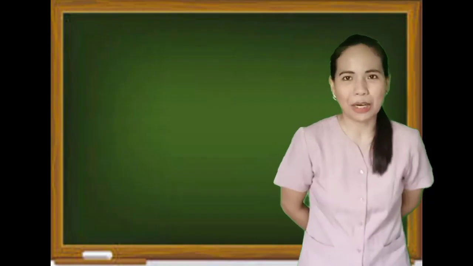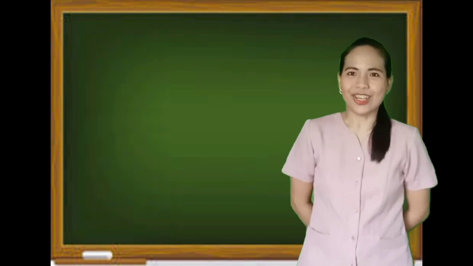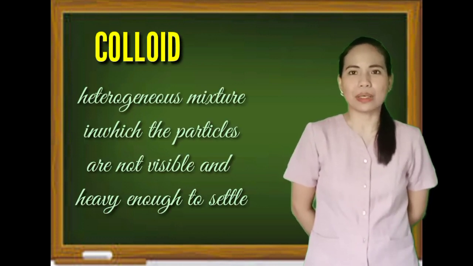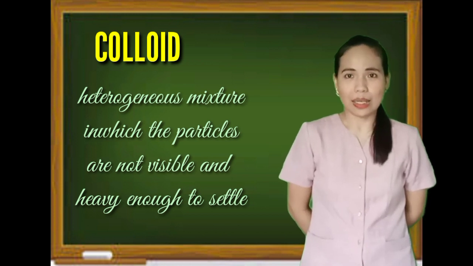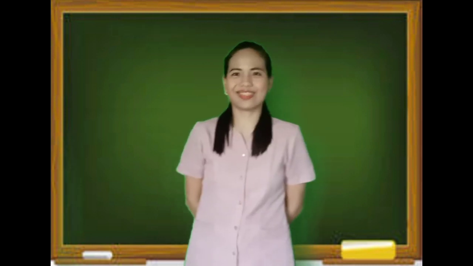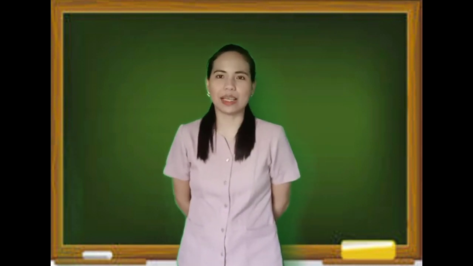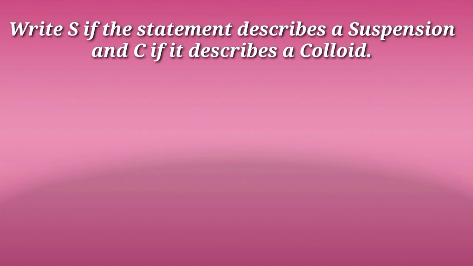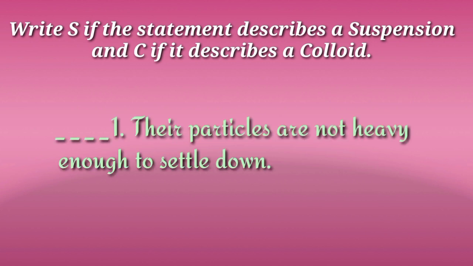You've just learned about colloids. A colloid is a heterogeneous mixture in which the particles are not visible and not heavy enough to settle. Now let's find out if you understand the lesson well. Write S on the blank if the statement describes a suspension and C if it describes a colloid. 1. Their particles are not heavy enough to settle down.